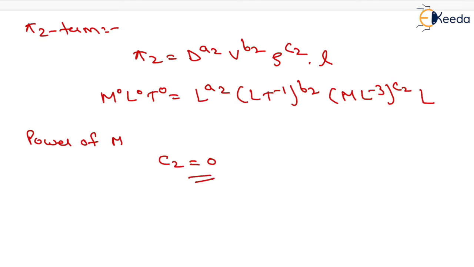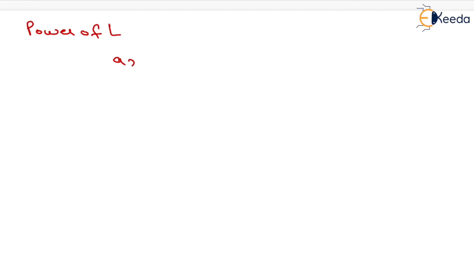So the value of c2 will be equal to 0. Now we have to find the power of t. Now the power of t will be equal to minus b2 equals 0, so b2 will be equal to 0. Similarly, on equating the power of L, we will have a2 minus b2 minus 3c2 plus 1 equal to 0. On putting all the values, we will have a2 equals minus 1.